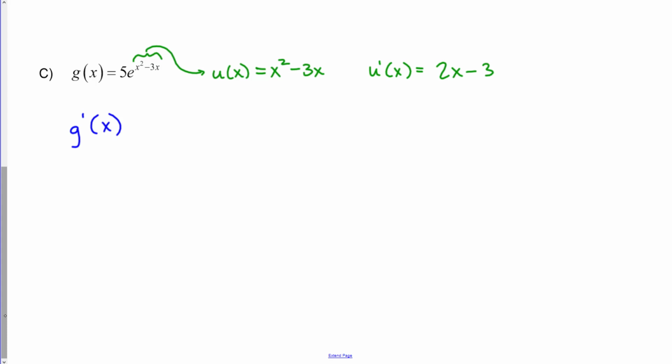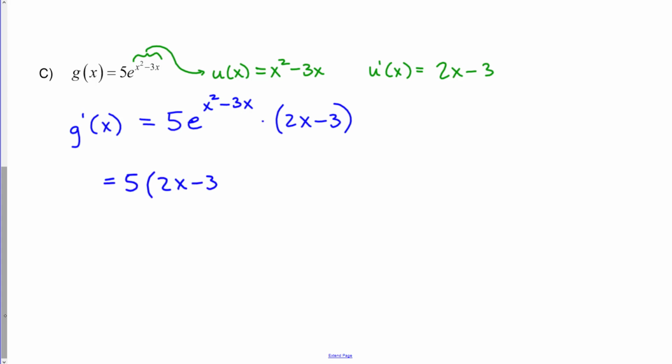So the derivative of the whole thing, the function g, will be 5, which is a constant. Just leave it off to the side. Then e to the u, so e to the original inner function, times du, the derivative of that inner function. And simplifying, in this case, really just looks like all we can do is maybe rearrange the terms. And there we have it.